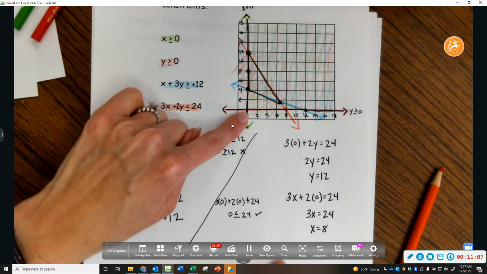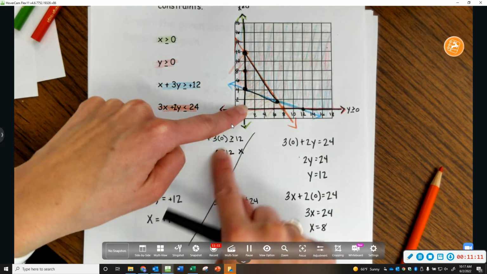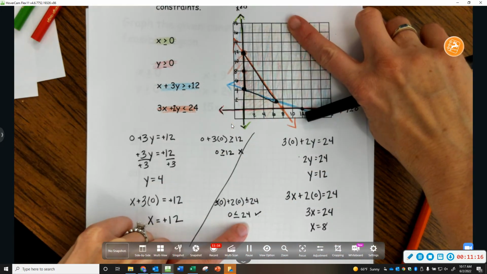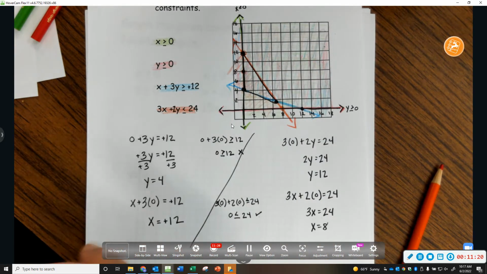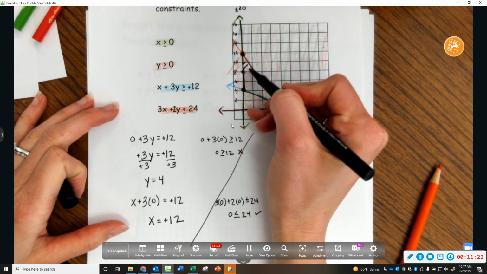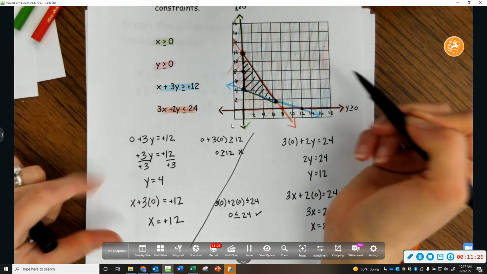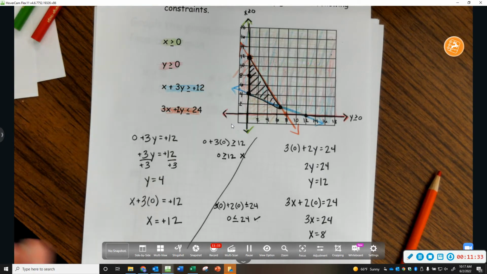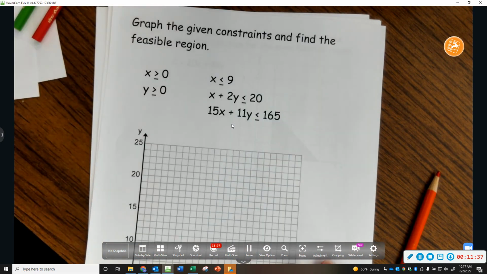So then, if you see here, I picked this point. It did not work for this graph, the blue one, so I had to go above. And it did work for the orange one, so I went below. So that means that this right here is my feasible region. Okay? And we will talk about finding the vertices and all of that later to find the cost equation. But right now, just graphing the lines.